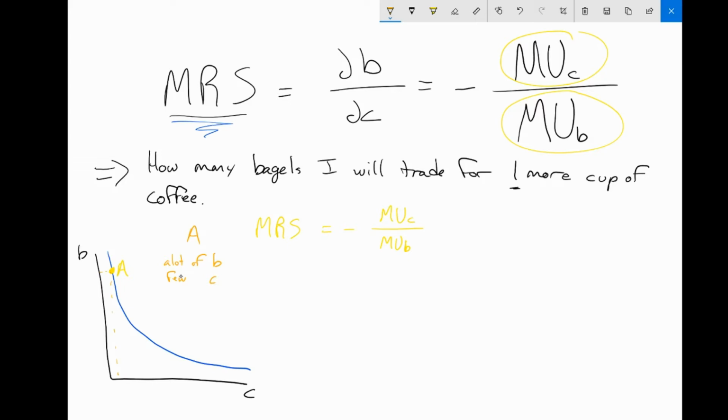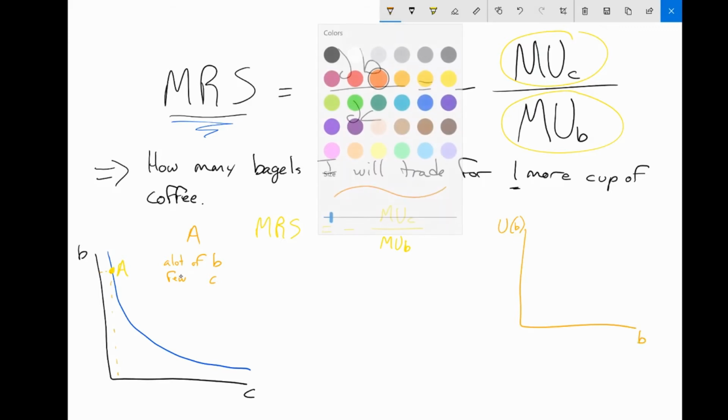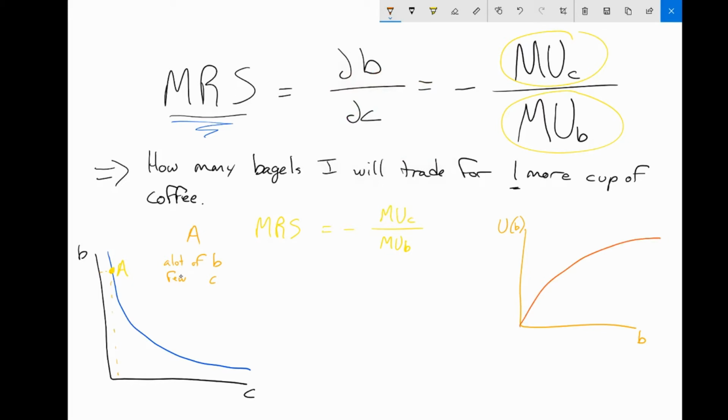Now let's think about that. What does that mean about the marginal utility of bagels? Remember, I'm going to draw the utility that I get from bagels as a function of bagels. All right, and this is probably going to look something like this, right? Remember.